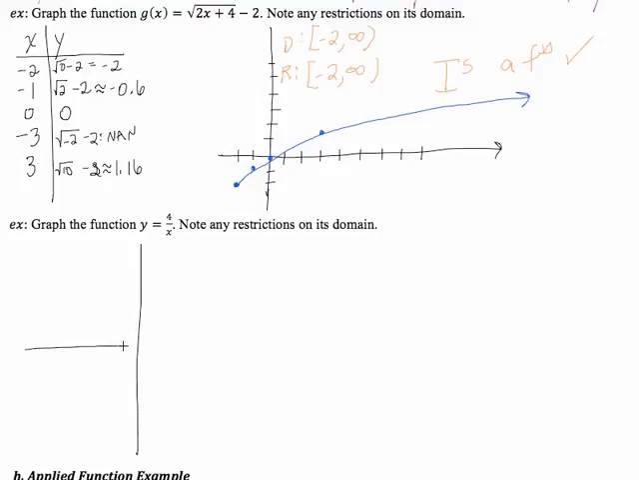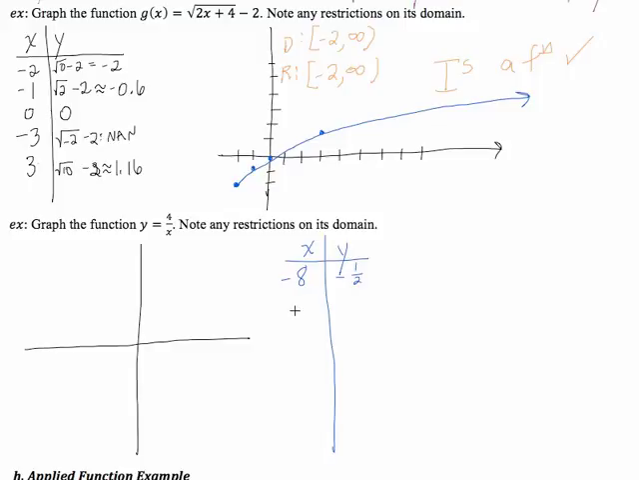And note any restrictions on its domain. So we can make another little table of values here. Let's see, when x is, let's go negative. Actually, let's do negative 4, because that'll be a nice easy one to compute. Let's do negative 8 first. When x is negative 8, I'll have 4 divided by negative 8. That's negative 1/2.